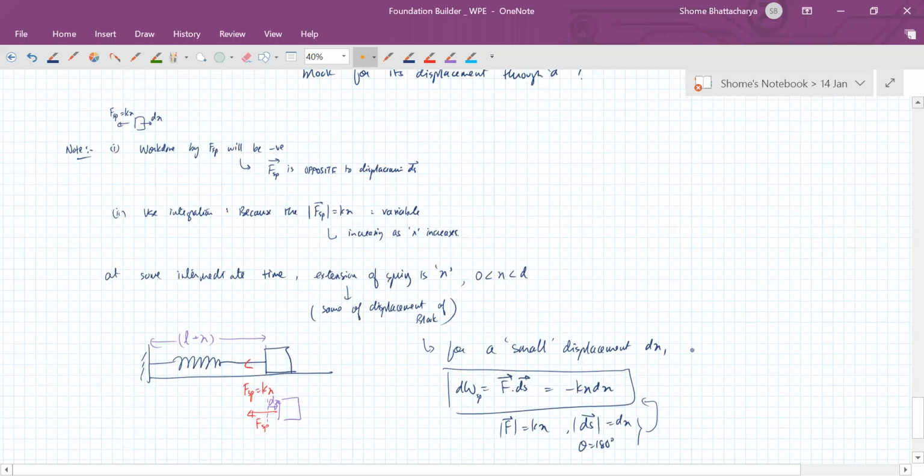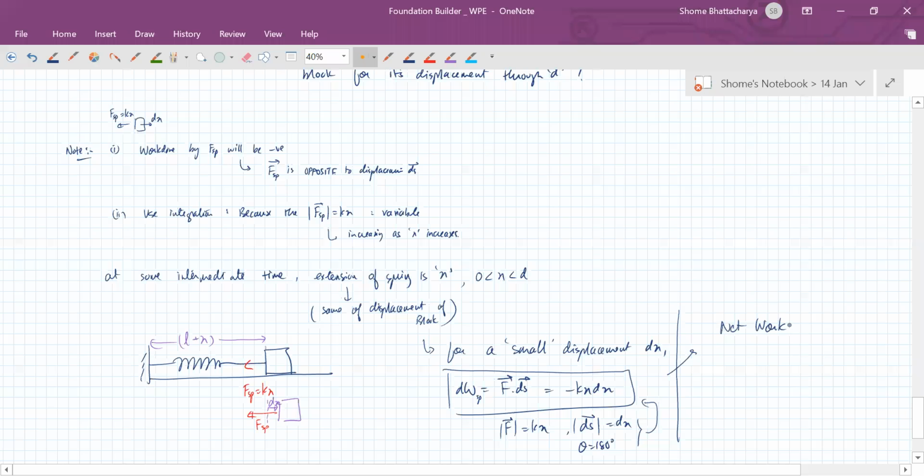So now the net work done by the spring will just become the integration of this. So that is going to be the integration of minus kx dx from initial position to final position. So minus k can come outside because it's a constant, x dx. Now the initial state is where x was 0 and the final state is where x has become d. So this will give us minus k into x square by 2 with the limits x equal to 0 to x equal to d. So now just one more step and we can calculate the work done.